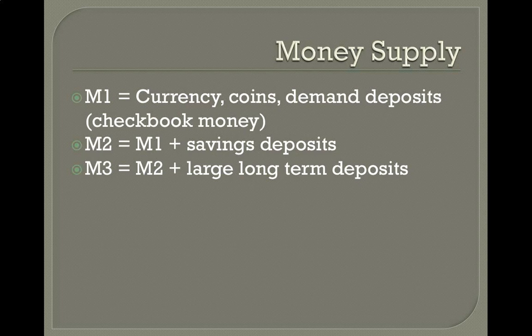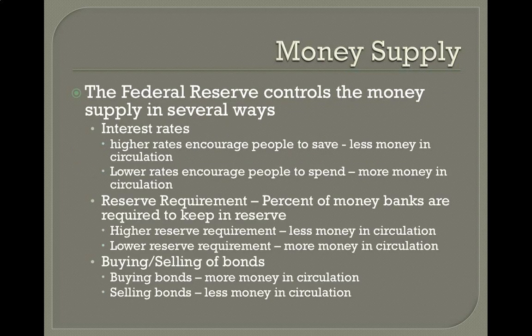M3 is actually the largest definition of money, and it includes all of those things we just talked about, plus large long-term deposits. If you have a certificate of deposit, usually what they require is for you to put thousands of dollars in this, and they also make you keep it in the bank for a certain period of time. So with these large long-term deposits, if you take it out before then, you're going to pay a penalty, which means you're probably not going to get any of your interest, plus they're probably going to charge you part of your principal also.